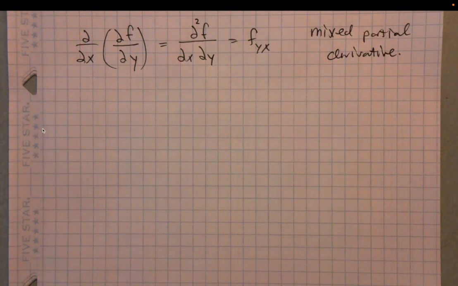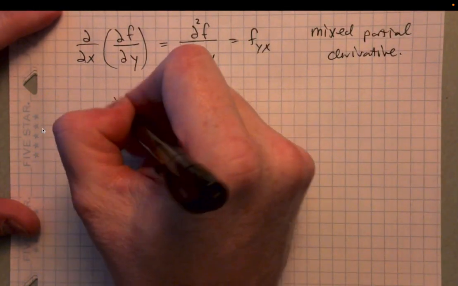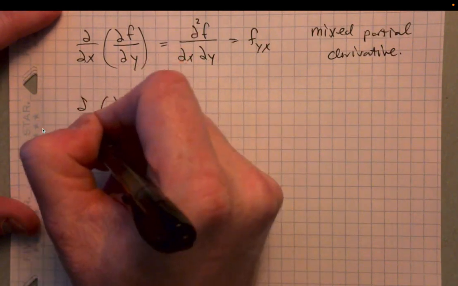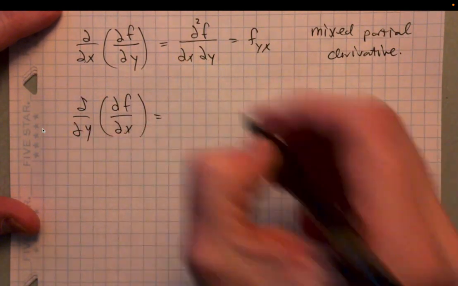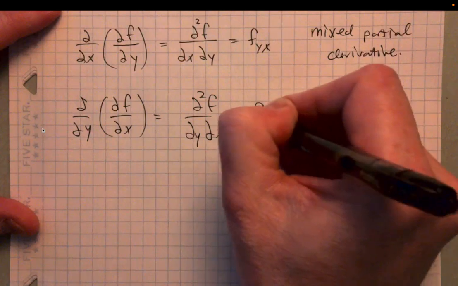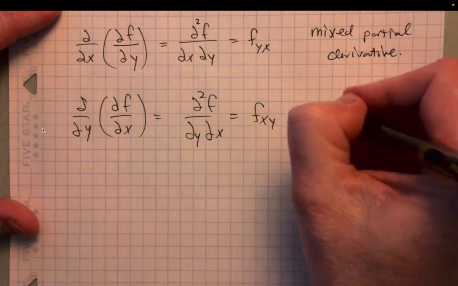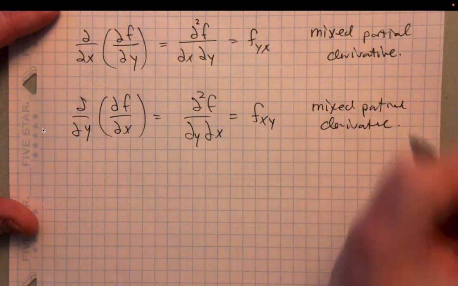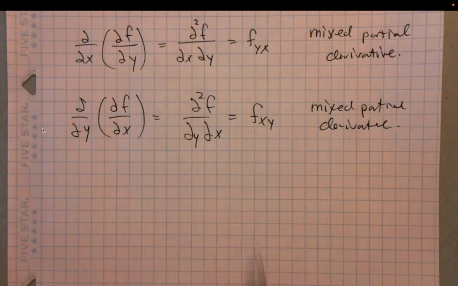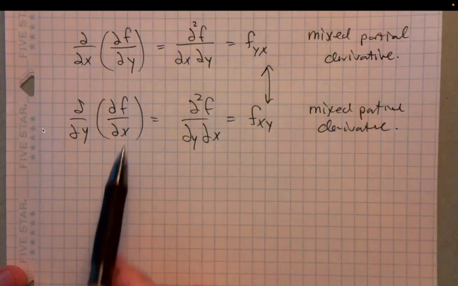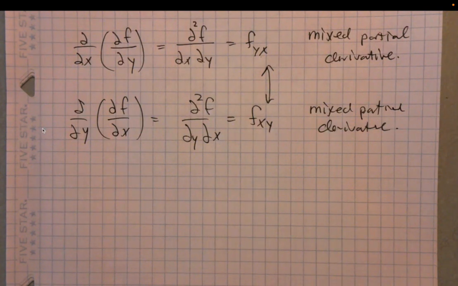Similarly, you could take the derivative of f with respect to x first, and then differentiate with respect to y, and you would get f sub xy. These are arrived at 100% based on the order. If you start with y and then x, you get this one. If you start with x and then y, you get that one.